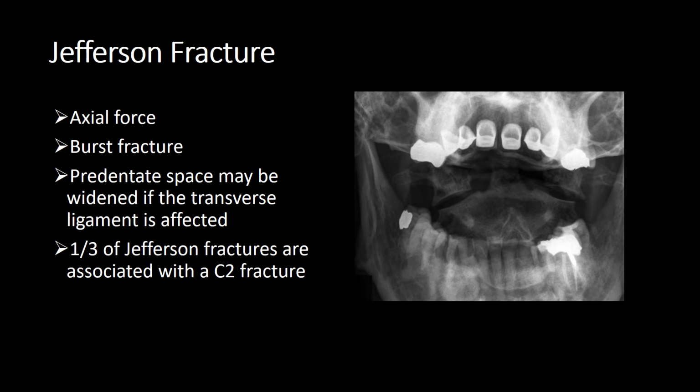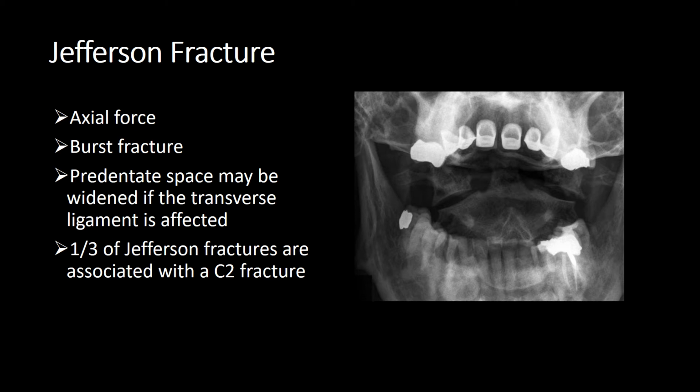Here we have our Jefferson fracture. Our peg view is the best view to appreciate a Jefferson fracture. It's caused by an axial force. So classically, our patients dive into a swimming pool and they hit their head on the swimming pool floor. And the axial force drives up, or down I should say, into the cervical spine, into the body of C1, and the axial force causes C1 to burst apart.